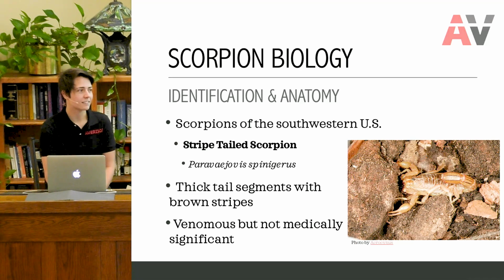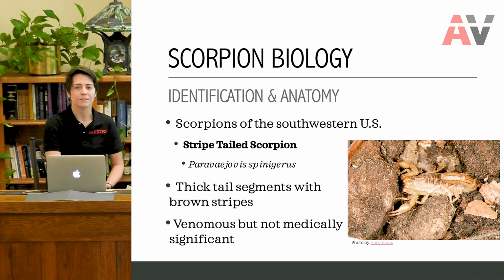This one has vertical stripes in its tail, which is where it gets its name, that can also help distinguish the scorpion from other species. And again, this one is venomous, but not necessarily medically significant. So if you were to be stung by a scorpion of this species, it may be comparable to, say, a wasp sting or a bee sting, but it wouldn't necessarily require hospitalization, unless you're allergic.